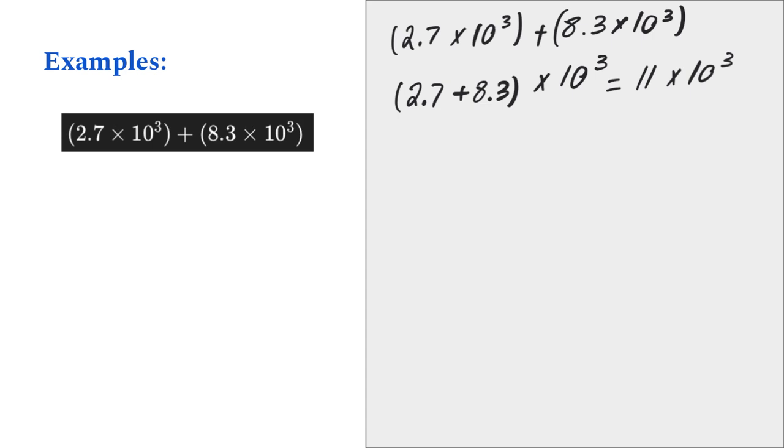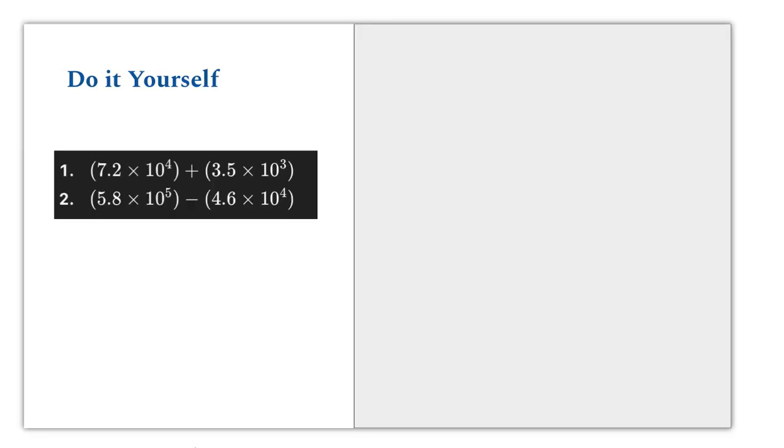11 is not a number between 1 and 10, so we have to fix it by moving the decimal 1 place towards the left. Let's move the decimal 1 point towards the left and multiply by 10 since we moved the decimal 1 point. Now all that is left to do is to add the exponents. So this will be 1.1 times 10 to the 4th power.